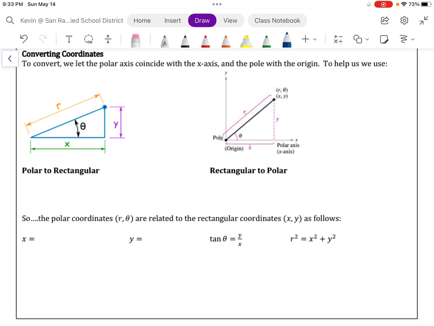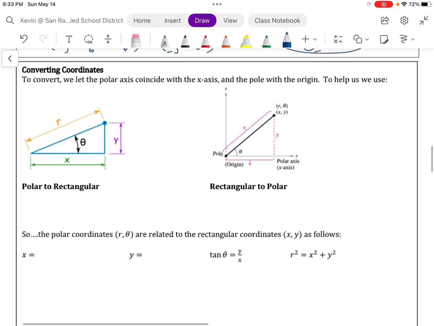Okay, so we talked about how polar coordinates are just a different mathematical way of looking at plotting points on a graph. Instead of using the Cartesian or rectangular XY coordinates, we're looking at polar coordinates, where r is the distance from the pole to our point, and theta is the angle from the polar axis to that directed angle. So we're going to look at how to convert.